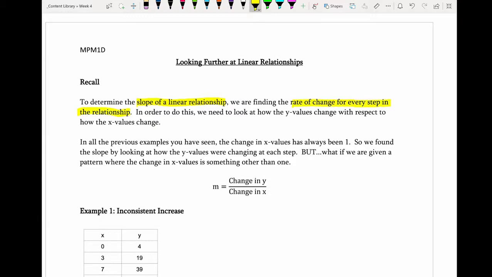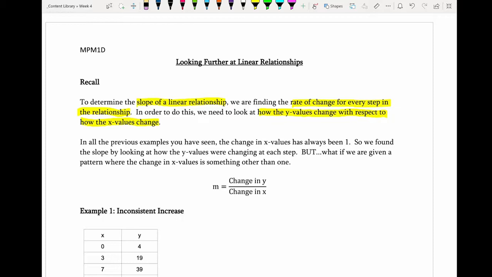Right, so we talked about, for every step or every increase in step or position number, we're looking for the increase in tile numbers. Same idea, that is the very basic core idea of the entire rate of change. In order to do this, we need to look at how the y values change with respect to how the x values change. So again, we talked about m being the change in y over the change in x. So that's the formula that we talked about.